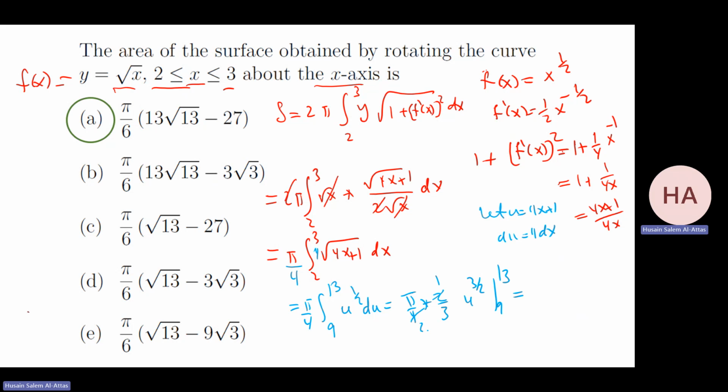That will be pi over 6 times what? This is 13 square root of 13 minus the square root of 9, which is 3, to the power 3, that's minus 27, which is this one.